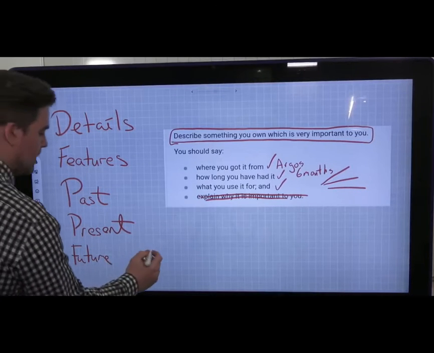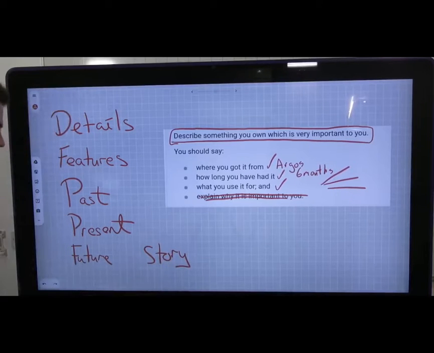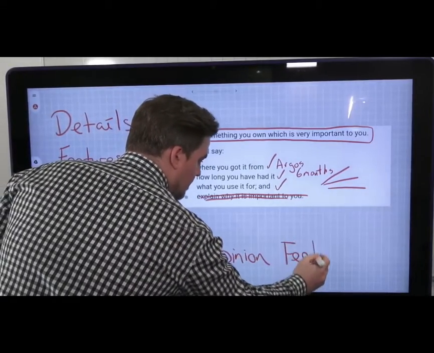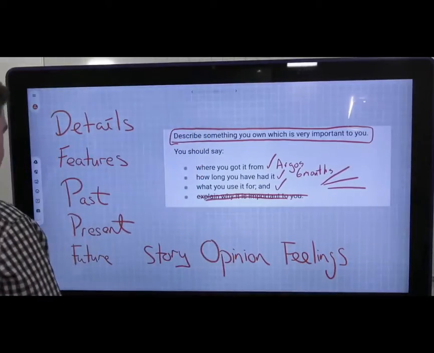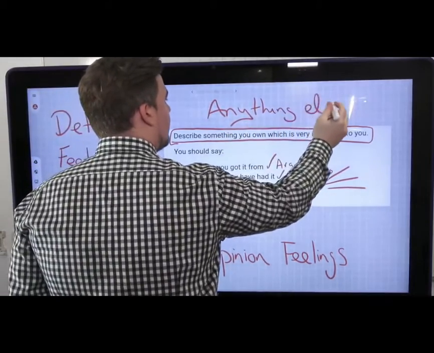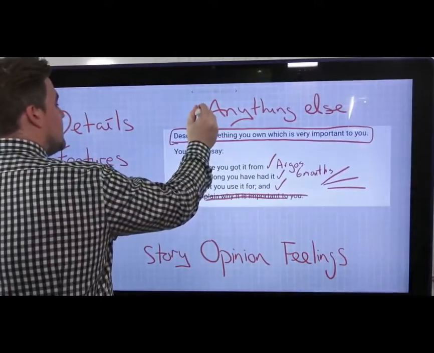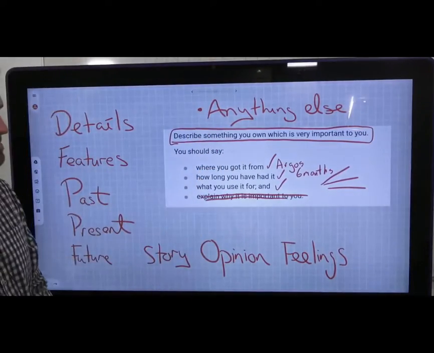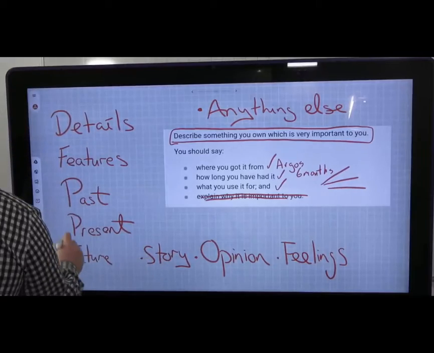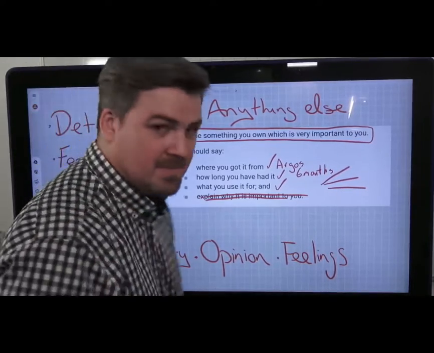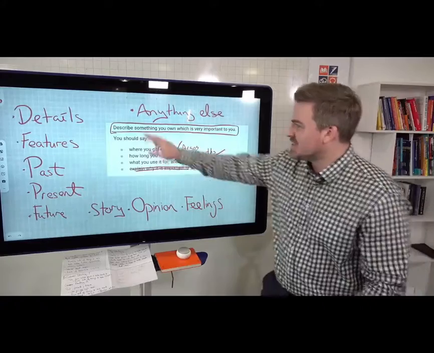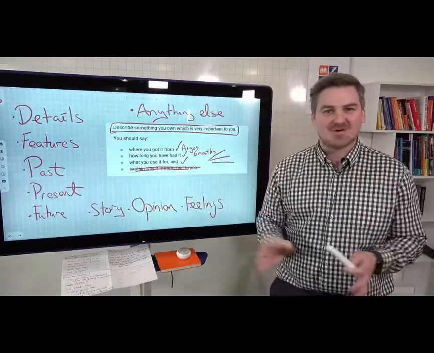What else could I do? Story. My opinion on it or my feelings about it. And anything else I can think about. So instead of three bullet points, which don't really help me at all, now I have 1, 2, 3, 4, 5, 6, 7, 8, 9 extra. All right. So am I going to use all of these? Am I going to talk about this, then this, then this, then this? No, that's not what I'm saying.